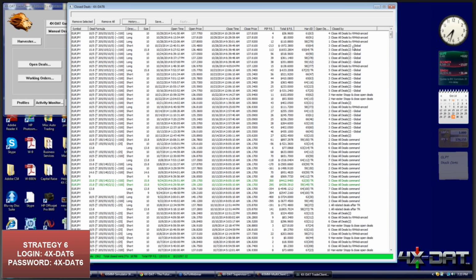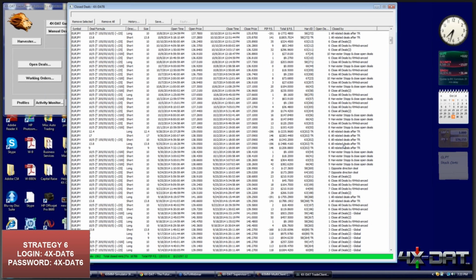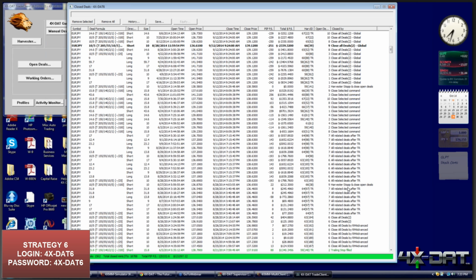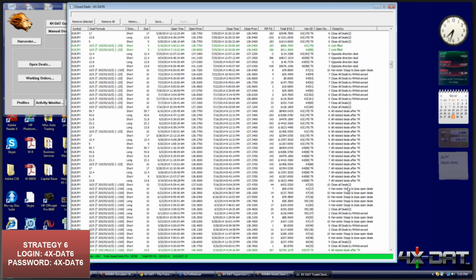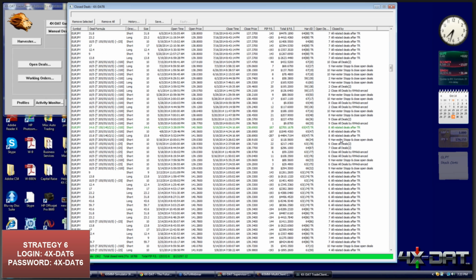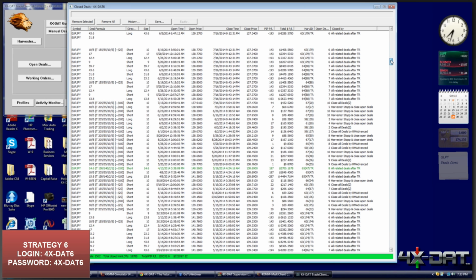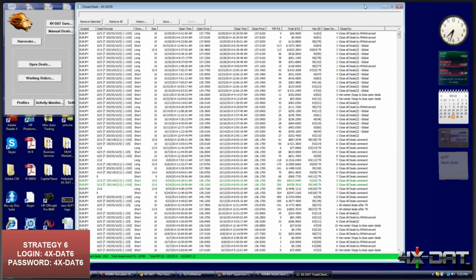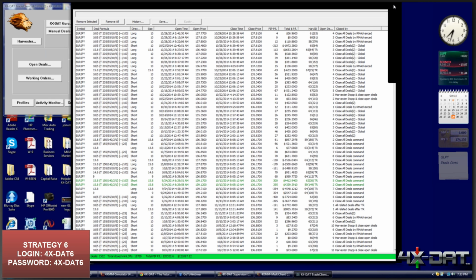Our last global was earlier in the week. Actually, this is yesterday, I think. And then when the market trends, it will have a lot of global closes. Look at that. But when it doesn't, you'll have to wait. But it is a great strategy as far as I'm concerned, because when the market runs, it's pretty awesome.